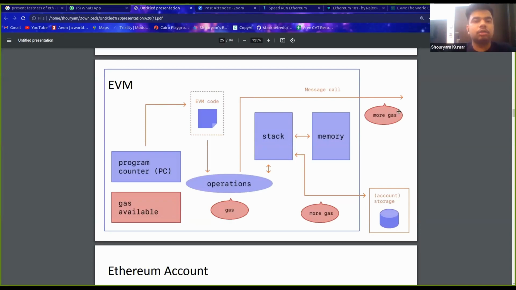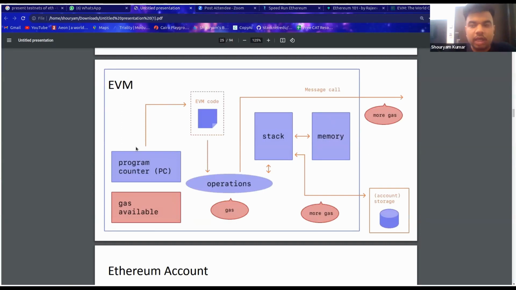Yeah. So, just to give you a simple gist, this is a diagram of Ethereum. Here we have a few components. The first one is the program counter, EVM code, stack, memory, operations. We have a very popular jargon in Web3 called gas. And here more gas, more gas.